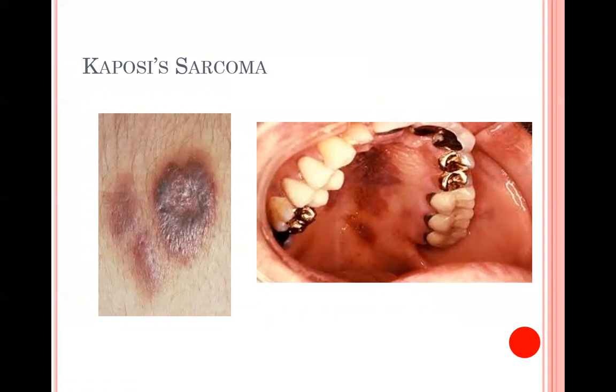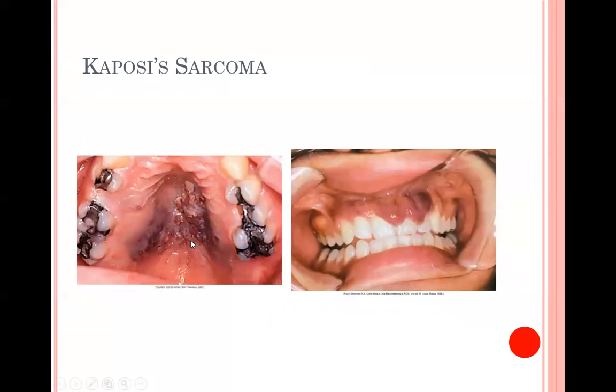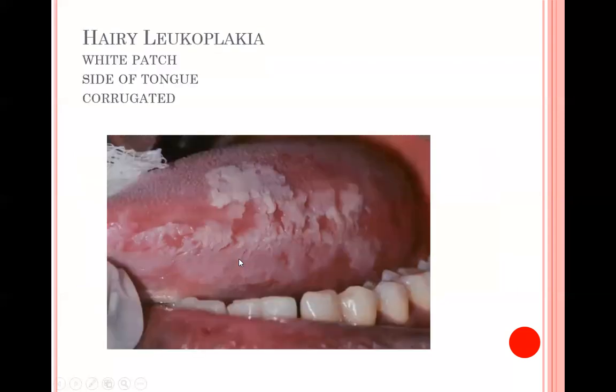Kaposi's sarcoma is a cancer that develops from the cells that line the lymph or blood vessels. That's this dark reddish purplish color. It usually appears as tumors on the skin or on mucosal surfaces, such as inside the mouth, but these tumors can also develop in other parts of the body, and they're purple, red, or brown blotches or tumors on the skin. Here are some other examples of it. That just looks pretty nasty.